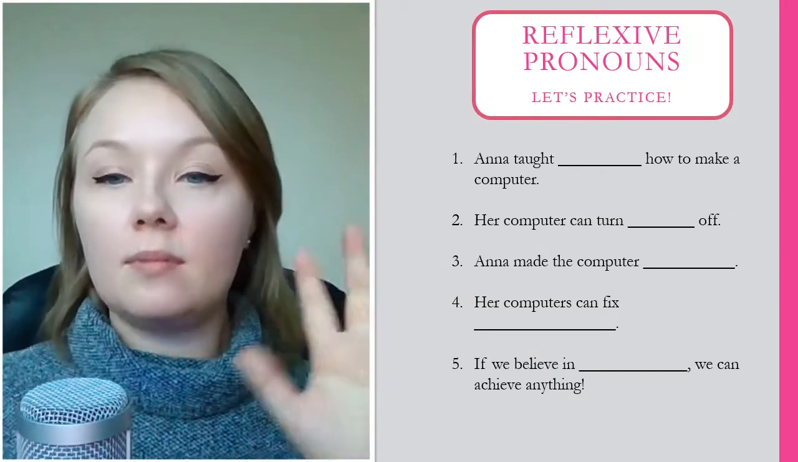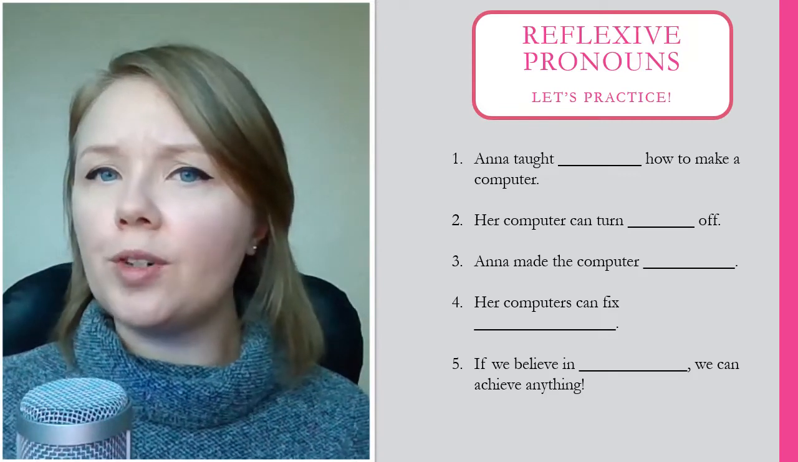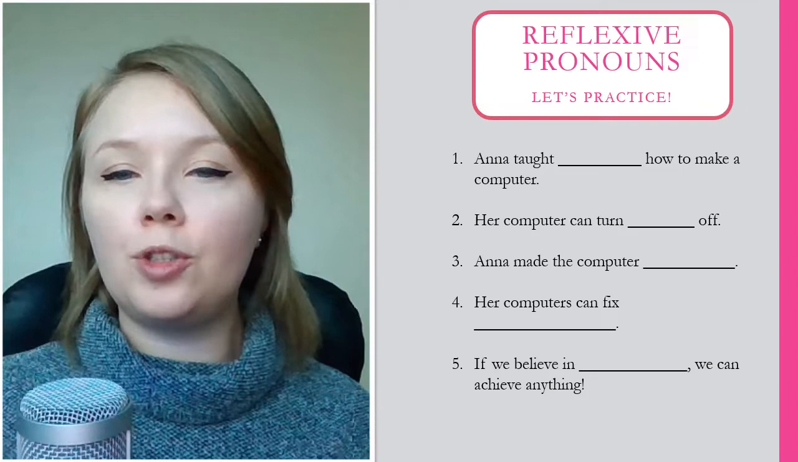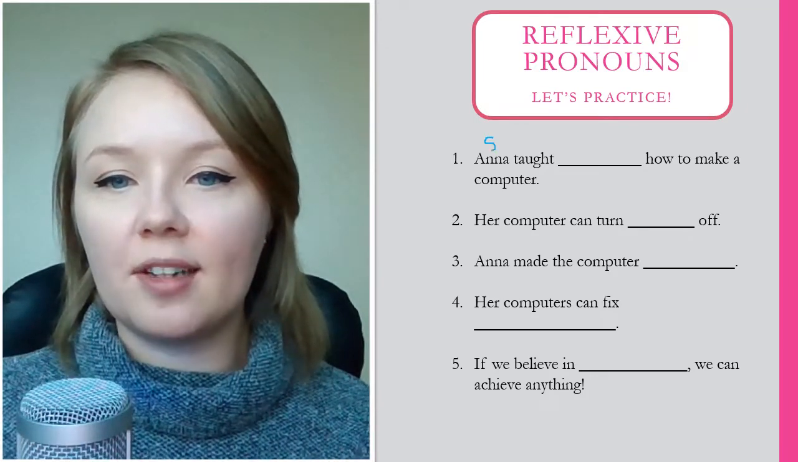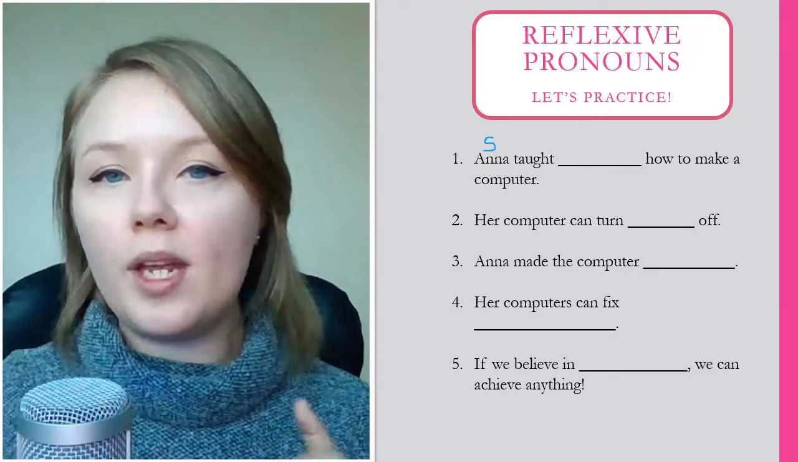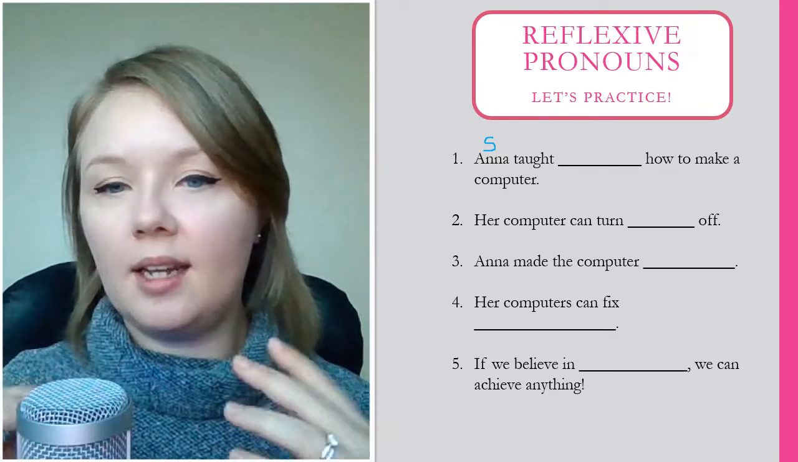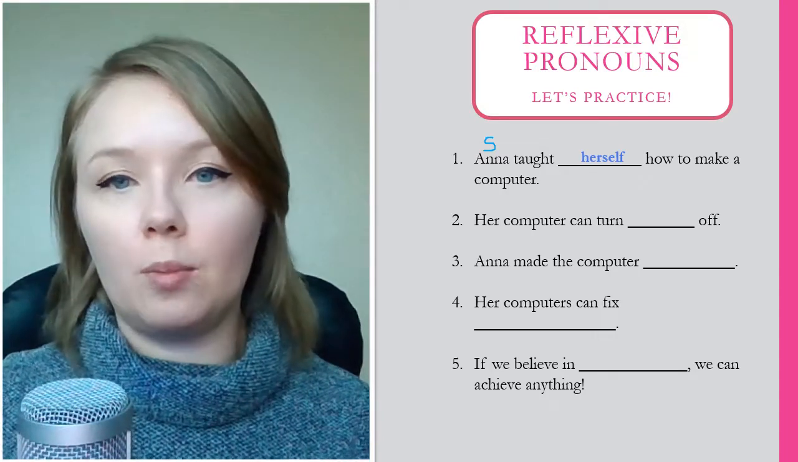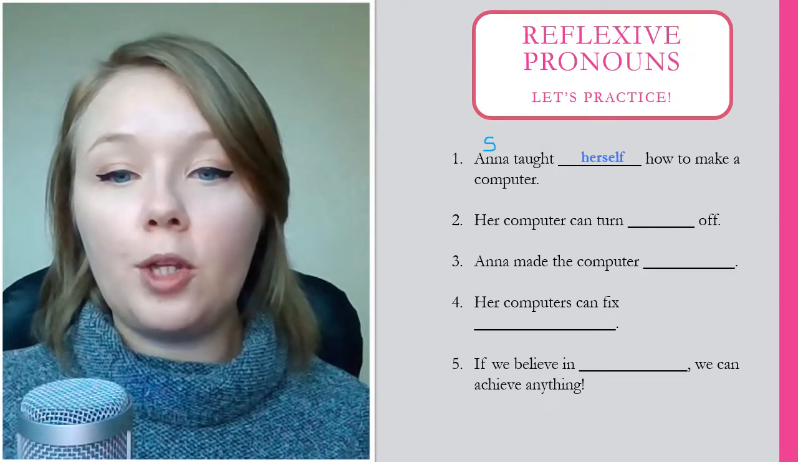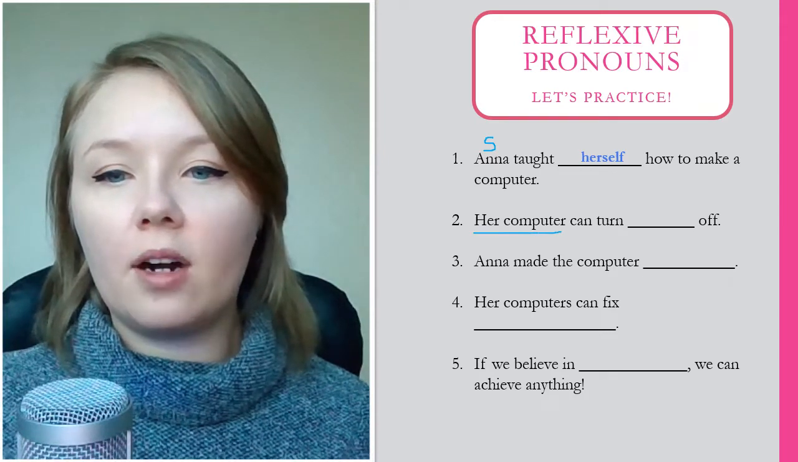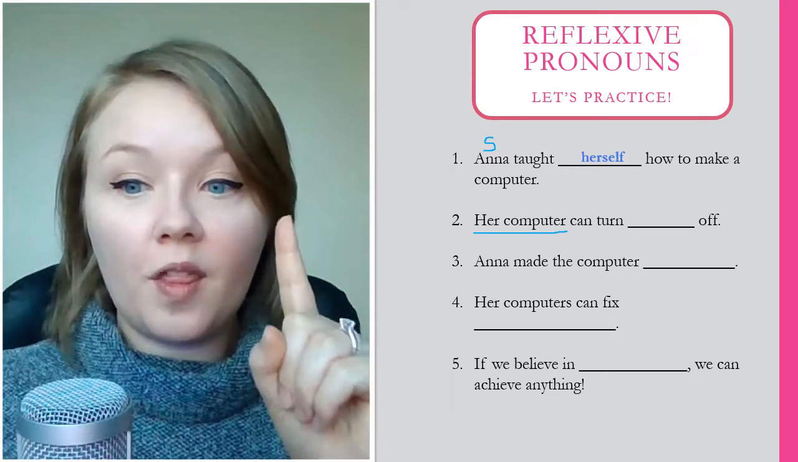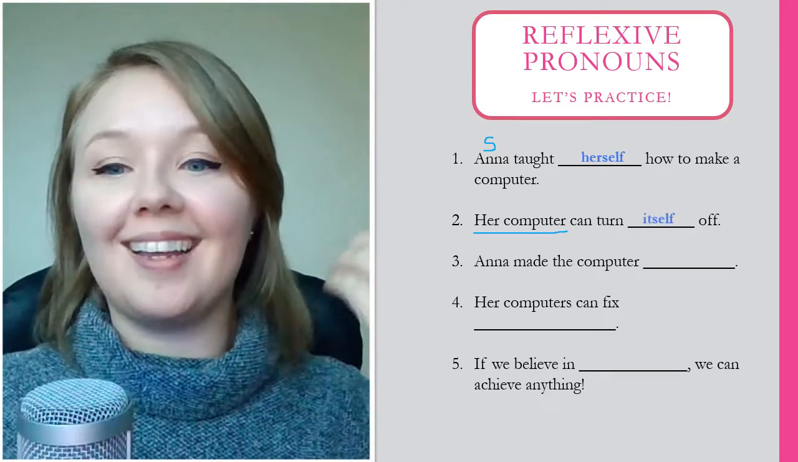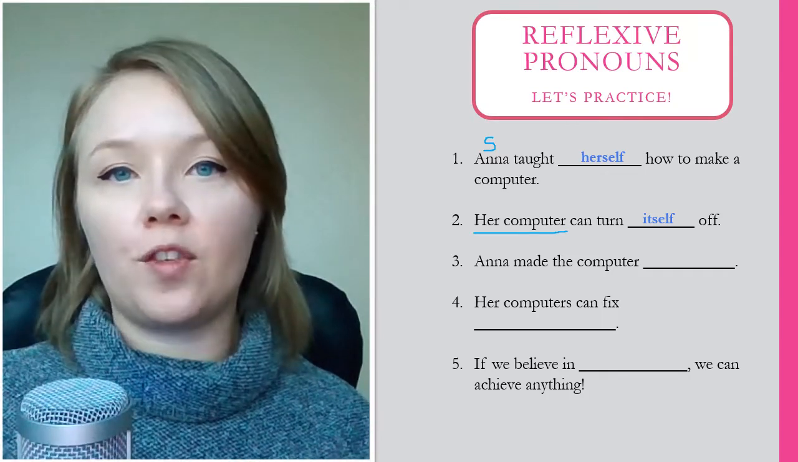Let's get some practice. Here we have 5 sentences. Let's see which reflexive pronoun we should use in each of these sentences. Number 1, Anna taught blank how to make a computer. So here, Anna is my subject. And Anna is one person, so we know it's a word that ends in self, right? Anna is a girl, so we would use herself. She taught herself how to make a computer. Number 2, her computer can turn blank off. Here our subject is her computer. It's one thing, so we're going to use something with self. And her computer is just a thing, so we would say itself. Her computer can turn itself off.